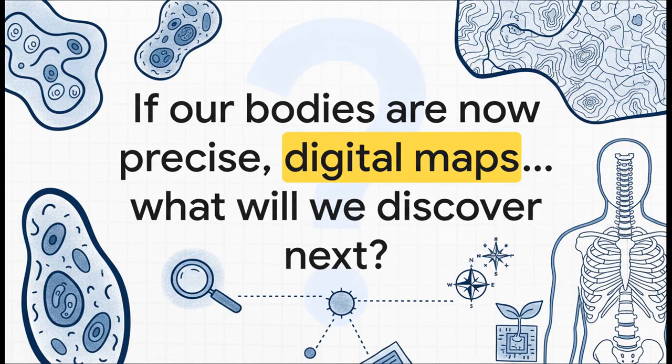So think about how far we've come. We've gone from just blurry pictures to these incredibly data-rich, fully navigatable blueprints of our own biology. And that just leaves us with one last really fascinating thought to chew on. If our bodies are now precise digital maps, what new territories do you think we'll discover next?